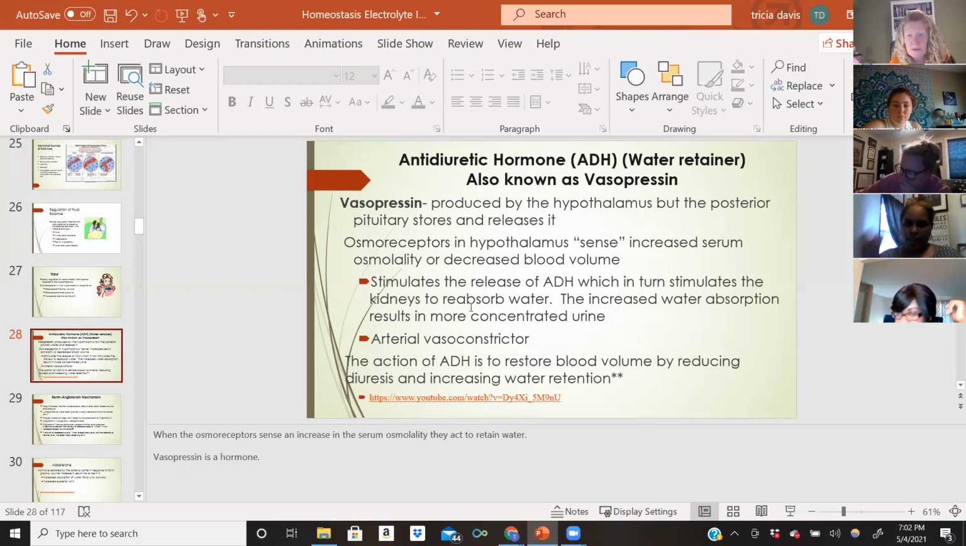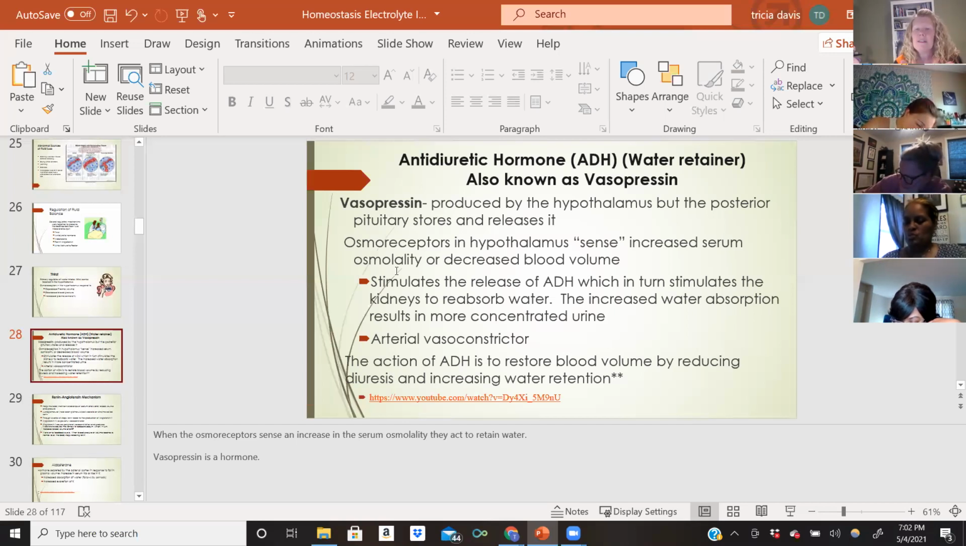The increased water absorption results in a more concentrated urine. If we're not going to the bathroom all the time, our urine, when we do finally go, is concentrated, right? Like the first time we go to the bathroom in the morning, we've been holding our urine all night long. It's more concentrated than it is after we've gone our five or six times during the day. So remember when we talked about those older adults, how they have issues with going to the bathroom? They don't have the ability to concentrate their urine because they're going to the bathroom all the time. I just wanted you guys to be able to relate that because we learned about that last semester.